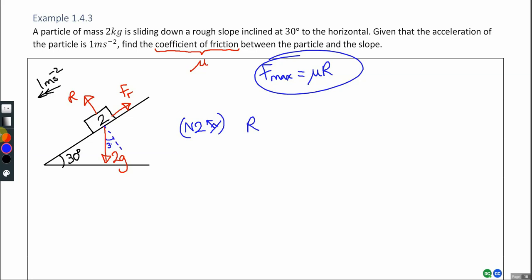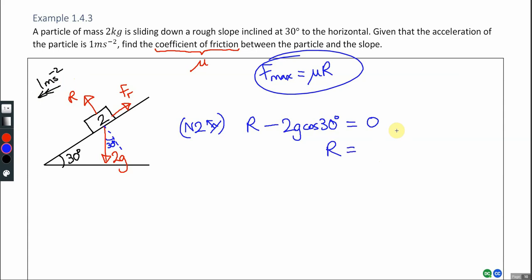The weight makes an angle of 30 degrees with my direction, so it will be cos of 30 degrees times the weight. And perpendicular to the slope, there is no acceleration. Very important, you put this equal to 0. It depends on what direction you're working in. If you're working parallel to the slope, then the acceleration is 1. But if you're working perpendicular to the slope, there is no acceleration.